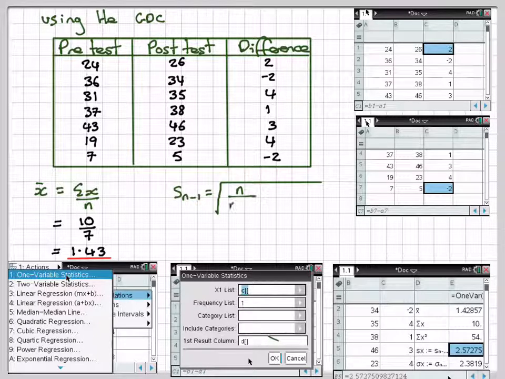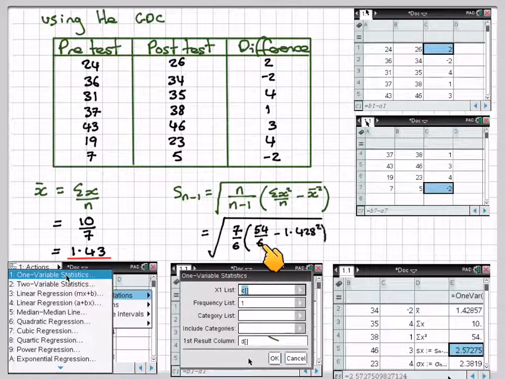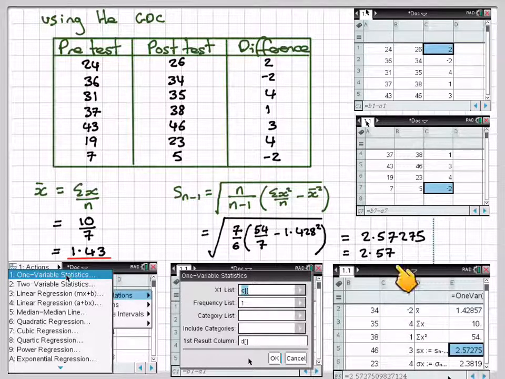And then the unbiased estimate of the standard deviation will be n over n minus 1, sigma x squared divided by n minus x bar squared. So we've got sigma x squared here, which is 54. So it would be 7 over 6, 54 over 7, minus 1.428 all squared. That will give me 2.57275, which rounded off is 2.57.